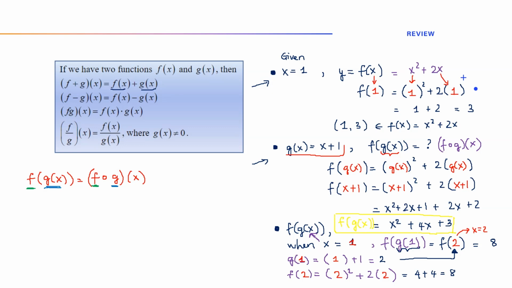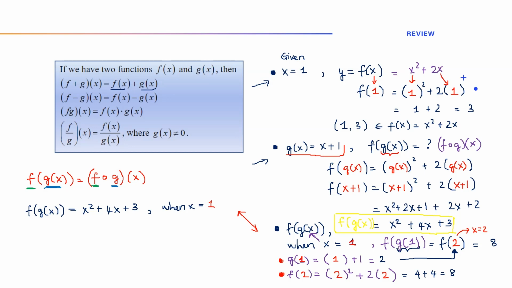Yes, so now we rewrite that one more time over here. We have f of g of x equals x squared plus 4x plus 3. And now we want to evaluate when x equals 1. This one is the same question, but done a different way. This one I find g of 1 first, then plug the g of 1 value inside f of x to find the answer.